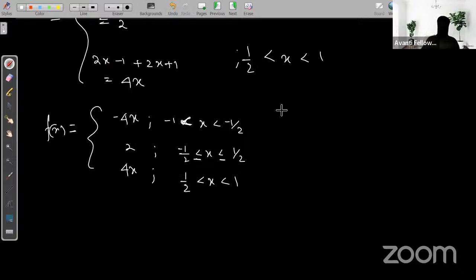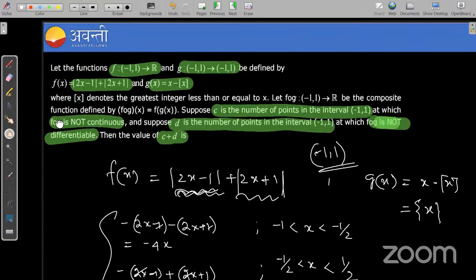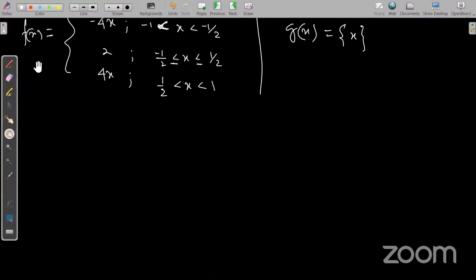This is my f of x, and g of x is given as the fractional part of x. Is that clear or not? Okay, this is my g of x. Now finally, you can take what is given in the question, f of g of x. Now you have to find f of g of x, right? So how can we find f of g of x?